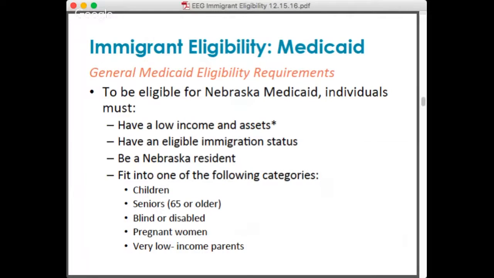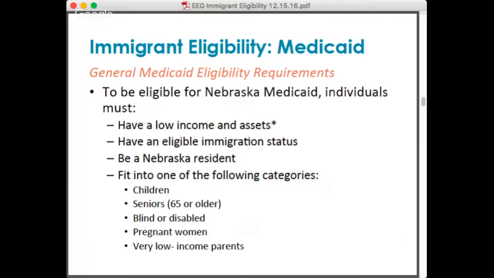These are sort of the general Medicaid requirements. These are the requirements that a citizen or non-citizen has to meet to be eligible for Medicaid. So in order to be eligible, a person must have a low income and a low number of assets.